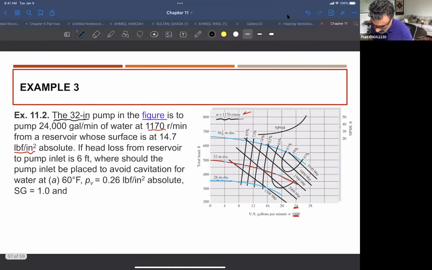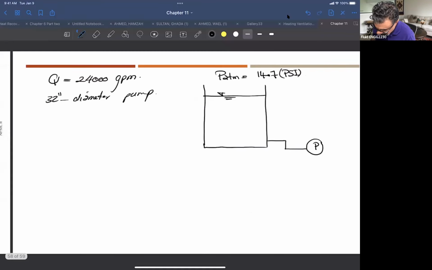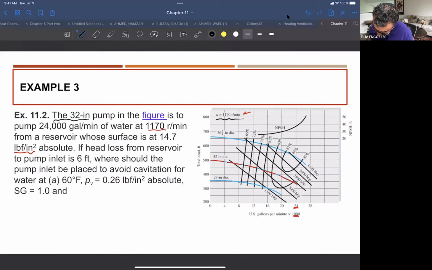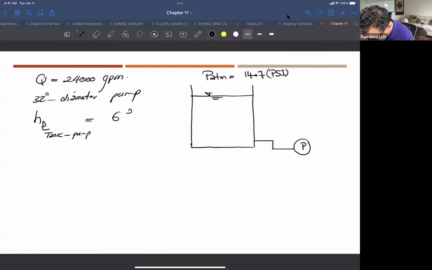Okay. So, if the head loss from the reservoir to the pump inlet is 6 feet, so the head losses between the tank to the pump is 6 feet. So this is basically the head loss at the inlet. So the inlet side here has losses of 6 feet. So all the losses here, including everything, is 6 feet.